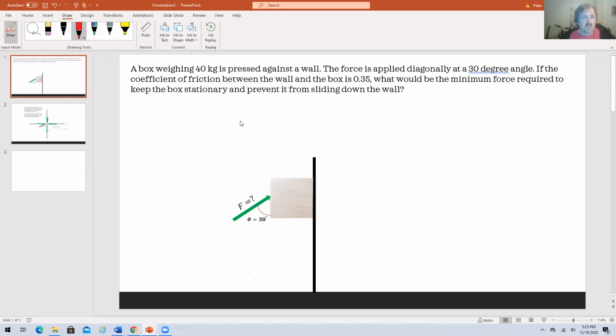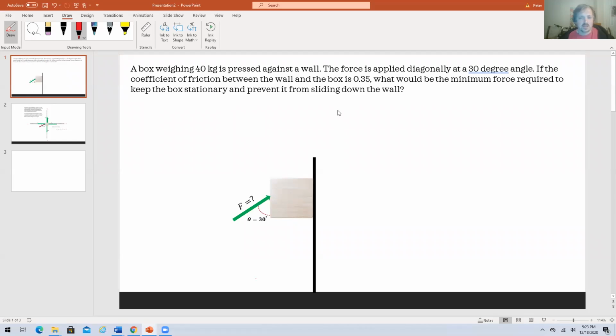Okay, a box weighing 40 kilograms is pressed against this wall. There's a force applied to the box diagonally at a 30-degree angle from the surface of the box. If the coefficient of friction between the wall and the box is 0.35, what would be the minimum force required to keep the box stationary and prevent it from sliding down the wall?